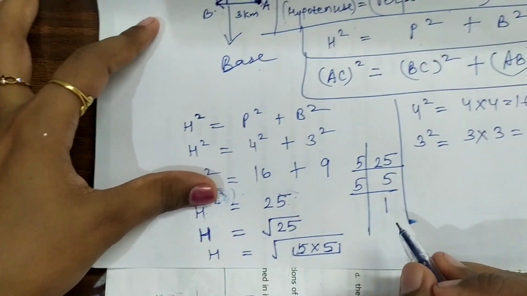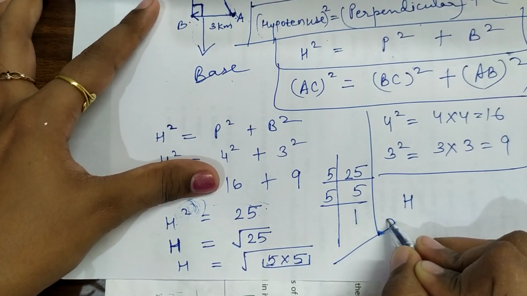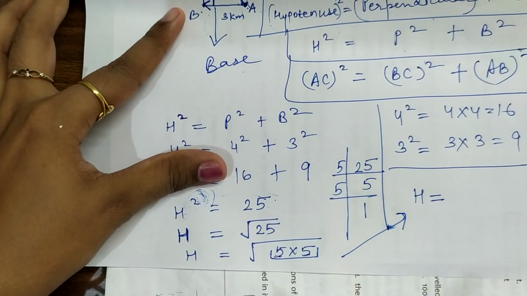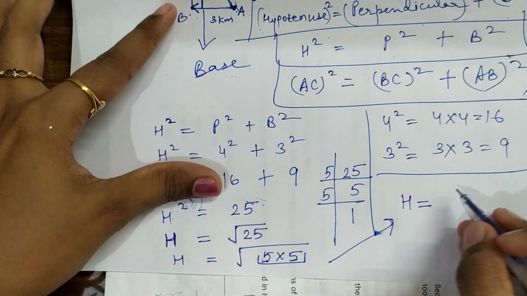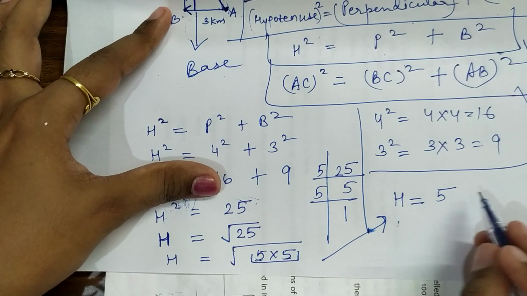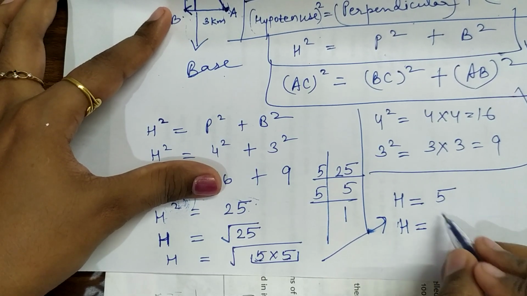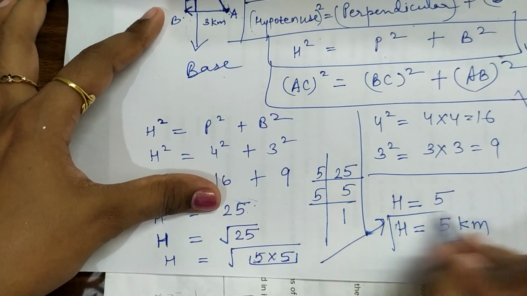So what will be your final answer? H is equal to, out of every pair you will take one number. Here only one pair of the same number, 5 5, is formed. So your answer is H equal to 5. But this is not the final answer because no unit is here. Since it is the distance and it is given in kilometers, your final answer is 5 kilometer.